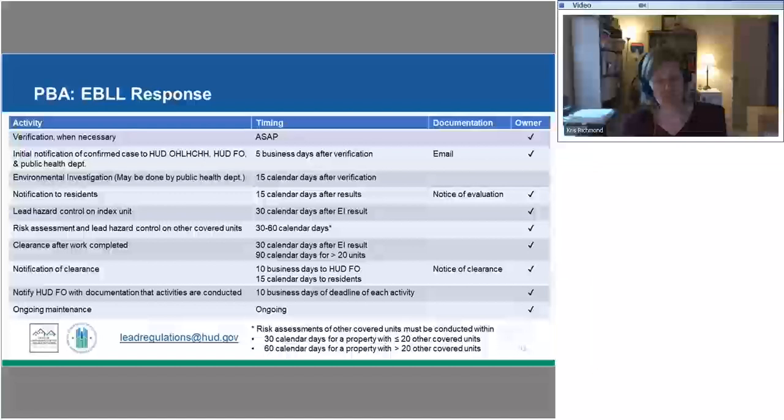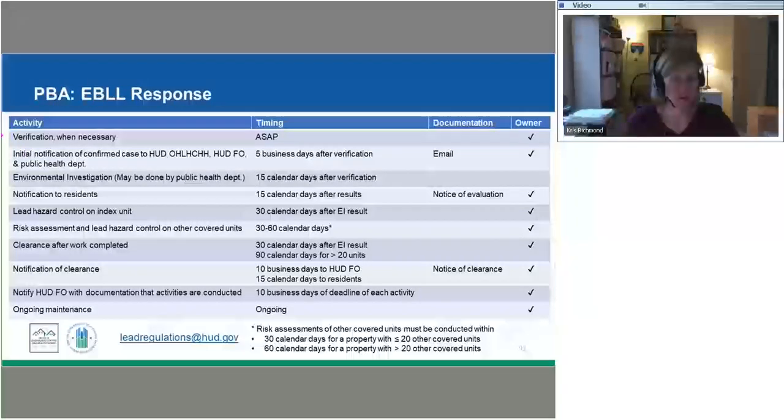The project-based response for elevated blood levels is found at 24 CFR 35.730. So if you're like me, where you need resources, but you have to read it in the regs and look at a lot of things, you can go to 24 CFR 35.730, and that's where you're going to find the project-based assistance response for elevated blood levels. So first we start off with our verification. This needs to be done as soon as possible. So if the mom calls and says, oh, I just came back from the doctor and my child has an elevated blood level, it needs to be verified. That can be a phone call, it can be an email.